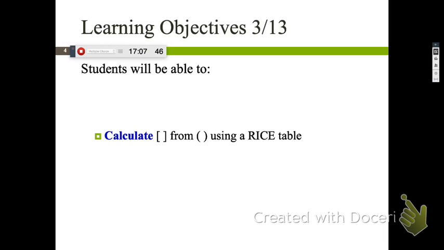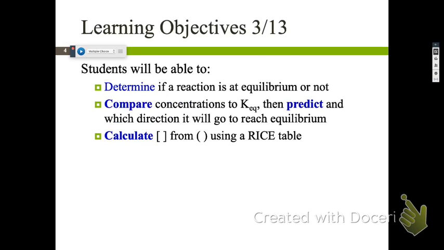All right, our learning outcomes for today are to determine if a reaction is at equilibrium or not. You guys already did that. That's just calculating K, but it's not really K if it's not at equilibrium, and comparing that to a value of K. Then we're going to predict which direction the reaction will proceed in order to reach equilibrium if it's not already there. To help us do that, we're going to use a RICE table, which you will see at the end of this class.